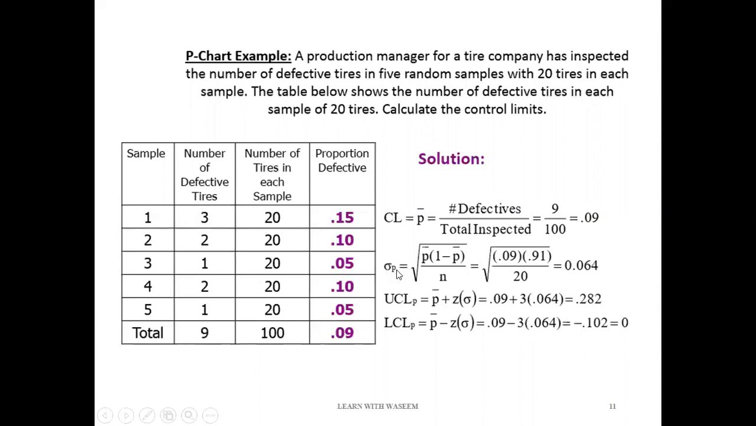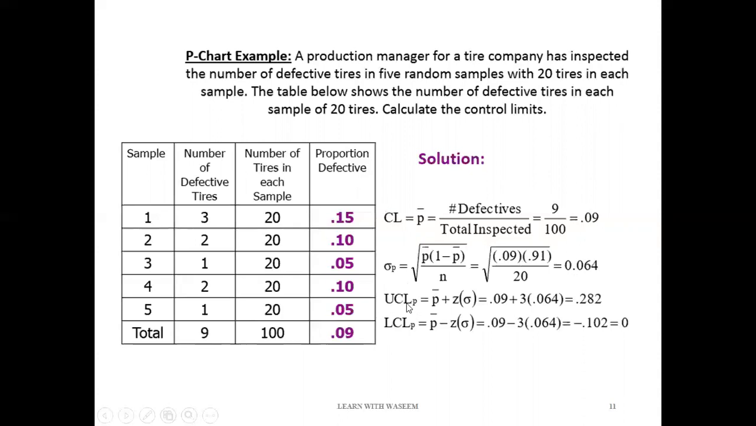Now sigma P, which is the standard deviation, is equal to the square root of P bar into 1 minus P bar divided by N. P bar value is 0.09, so we put 0.09 into 1 minus 0.09, which is equal to 0.91, divided by N, and N is 20 in each sample. So that would be equal to 0.064.